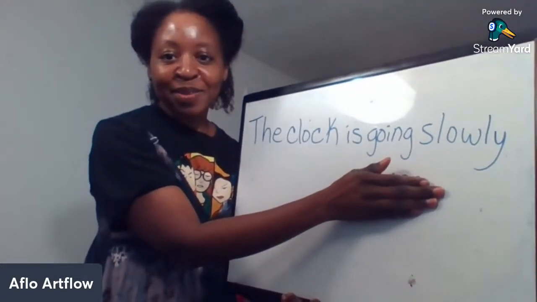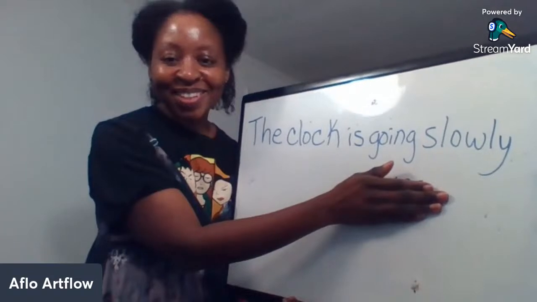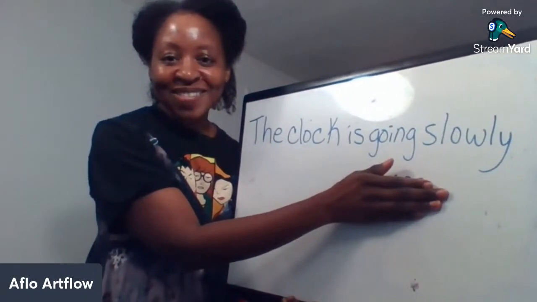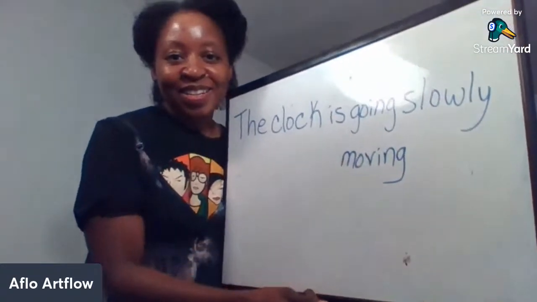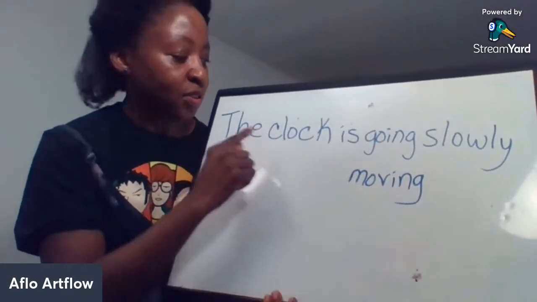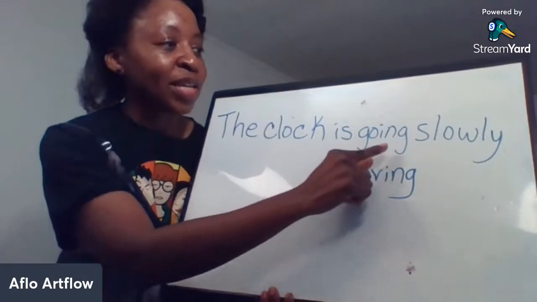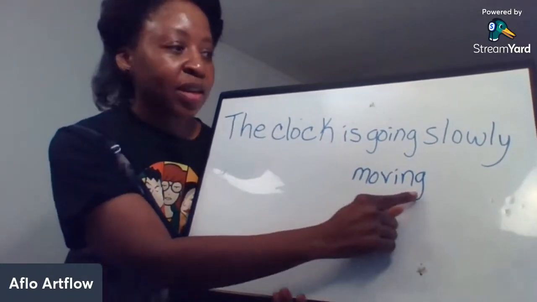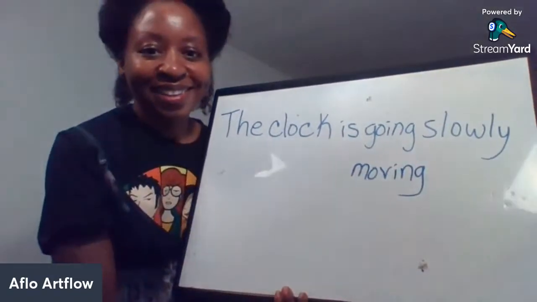I'm going to give you to the count of 5, and then I'll show it to you. 1, 2, 3, 4, 5. Here we go. Yes, this is how you spell moving, M-O-V-I-N-G. So you can either say the clock is going slowly, or you can say the clock is moving slowly. Okay?